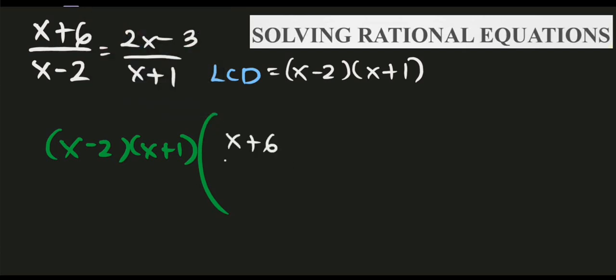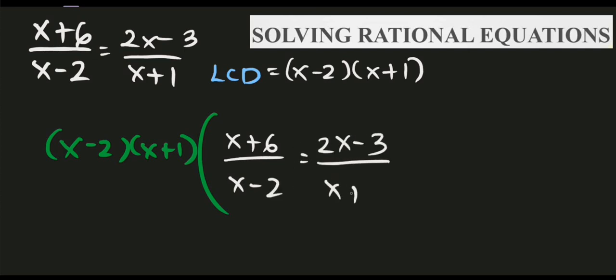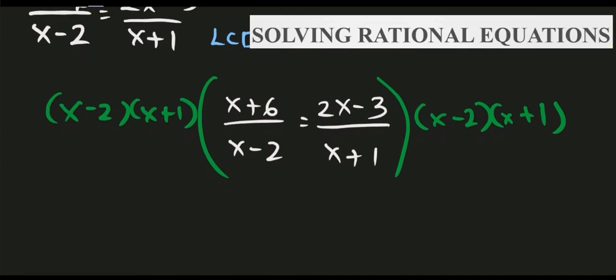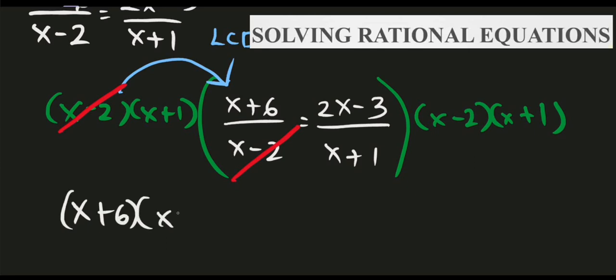expression, we have x plus 6 all over x minus 2, and that is equals to 2x minus 3 all over x plus 1. Okay, and multiply again to our LCD, which is x minus 2 times x plus 1. Let's apply the distributive property of multiplication for this one. So let's distribute this. Again, we have this common factor, x minus 2, cancel out x minus 2, and multiply our numerator to the remaining LCD, which is x plus 1. So it will give us x plus 6 times x plus 1.